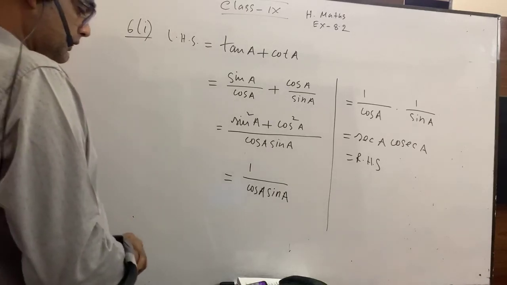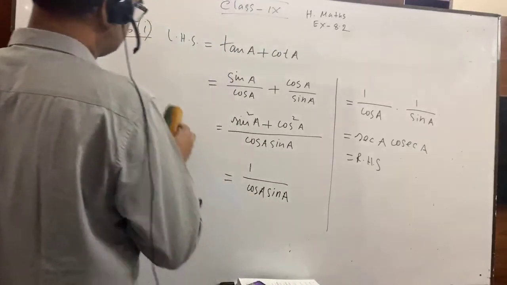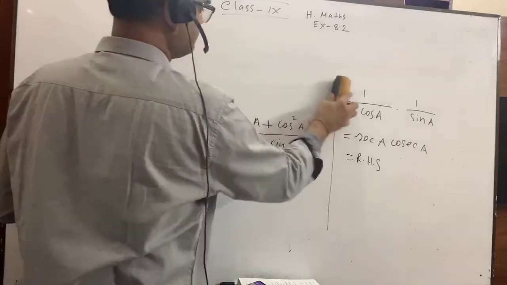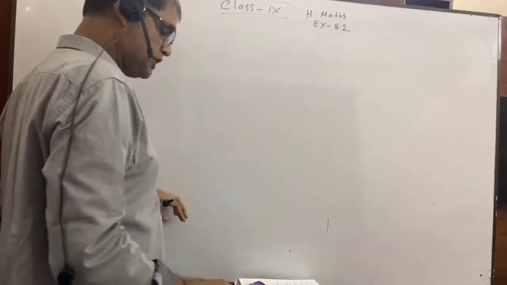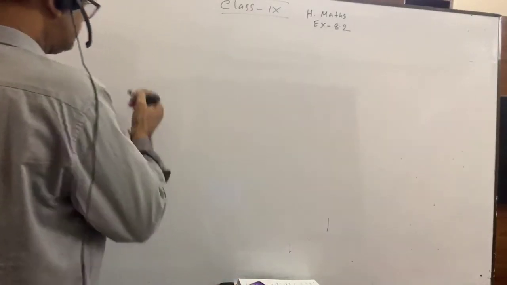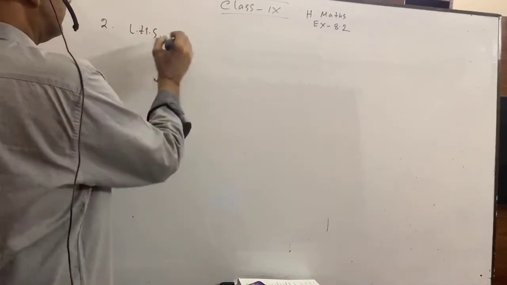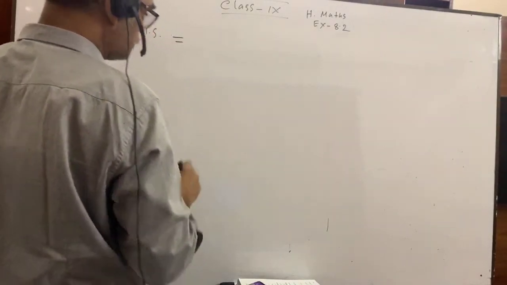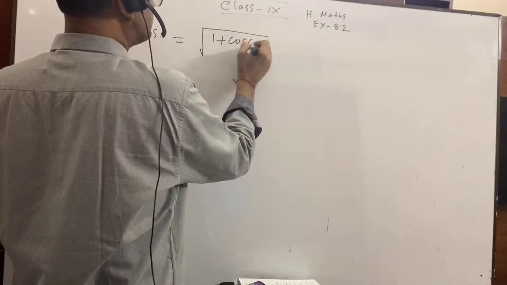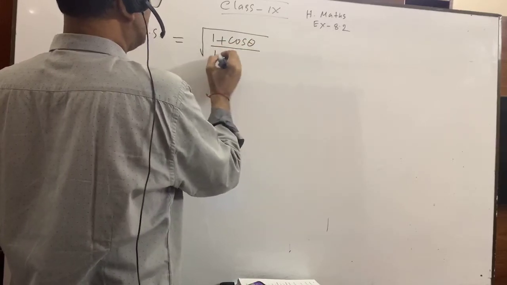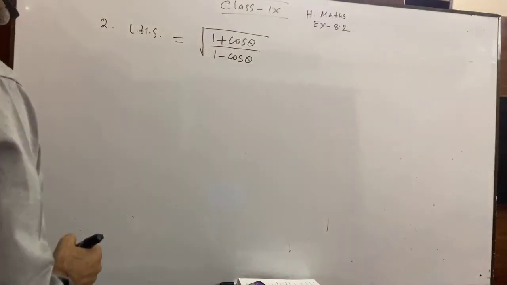Okay, now we are going to do another math, that is question number 2. Question number 2, you see, write down left hand side is equal to root over 1 plus cos theta by root over 1 minus cos theta. Okay, this is the math. Okay, so what should we write?